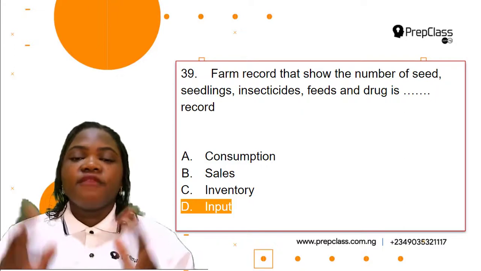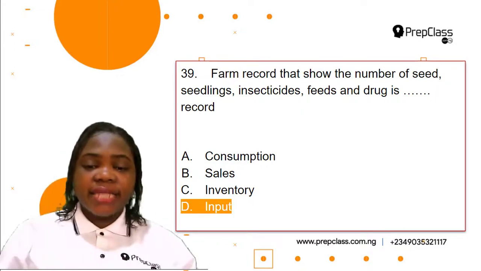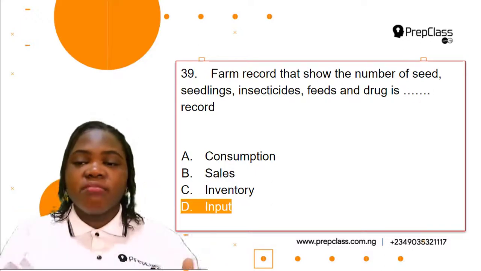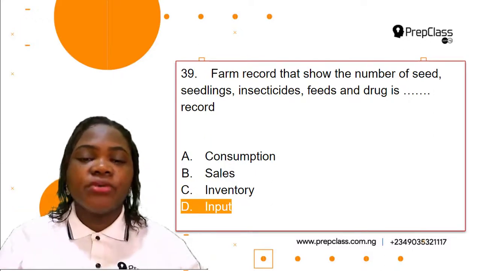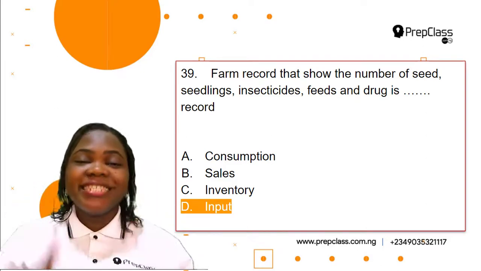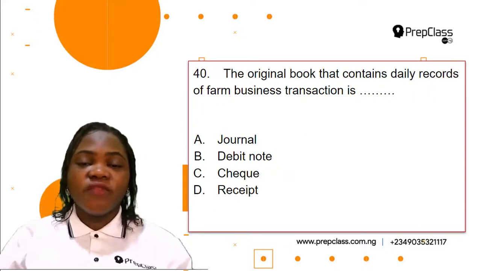So this means that this is our answer. The farm record that shows the number of seedlings, insecticides, feeds and drug is input record, because all of these are the inputs used in the farm. Okay, so the correct option here is D, check. Now, the last question in this video, question 40.